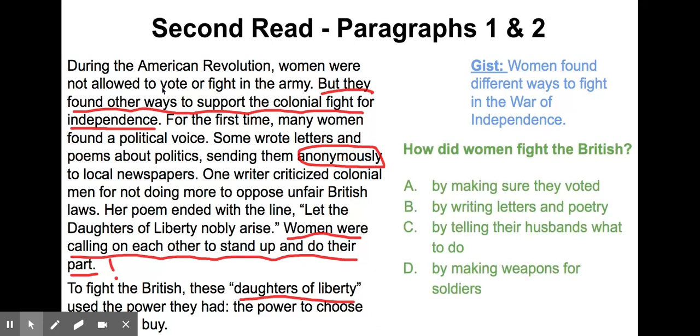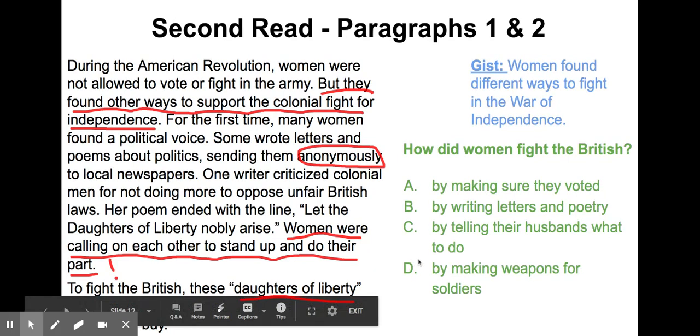So here's our first question. How did women fight the British? A, by making sure they voted. B, by writing letters and poetry. C, by telling their husbands what to do. Or D, by making weapons. Well, I know the section talks nothing about weapons. I'm going to cross that out.